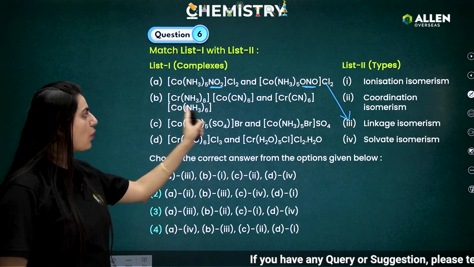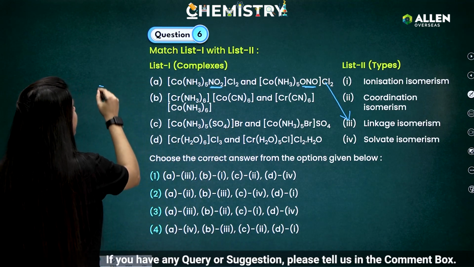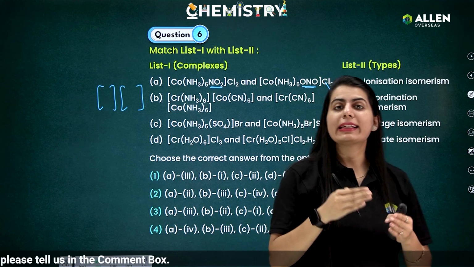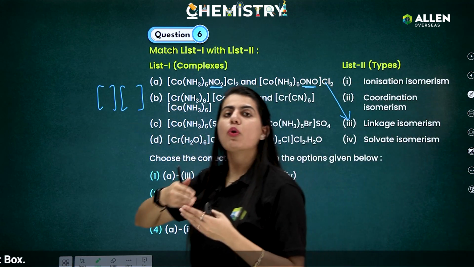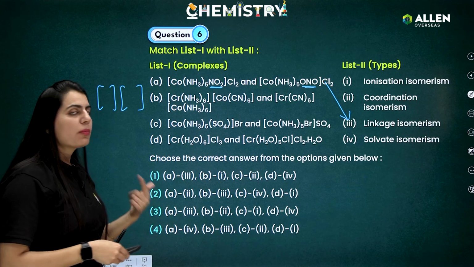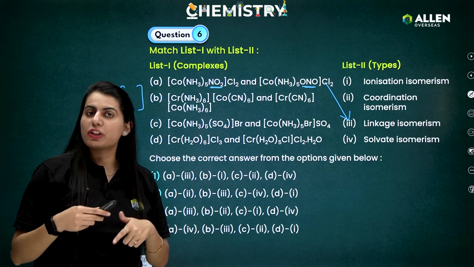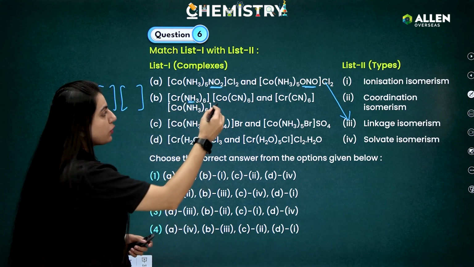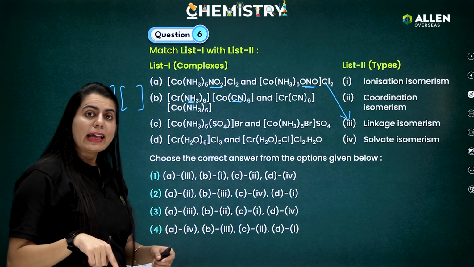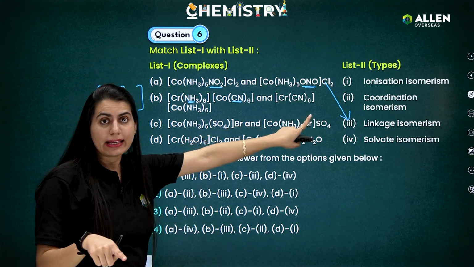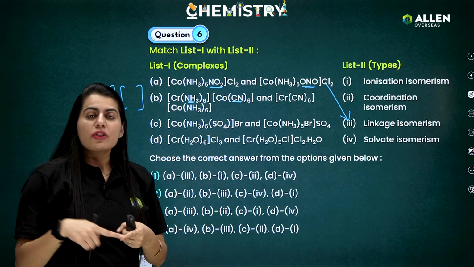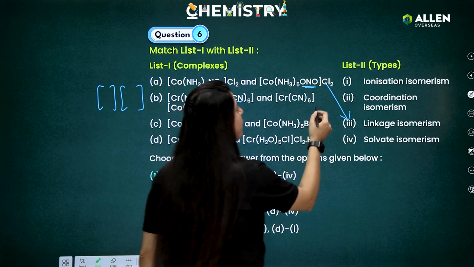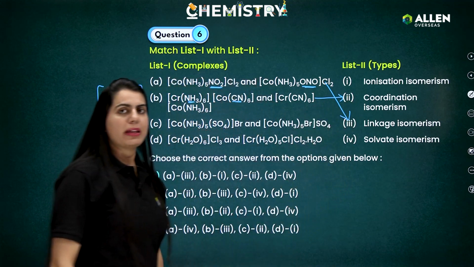Next, if you see the second option, there are two brackets provided. And whenever there are two such brackets, meaning the cationic part and anionic part are both complexes, then the isomerism they usually show is because of the interchange of ligands. You can clearly see here with chromium we have ammonia, here with cobalt we have cyanide. But then here you can see that chromium is now with cyanide and not with ammonia anymore. So there is an interchange of ligands between these complex parts, and such an example is therefore of coordination isomerism.